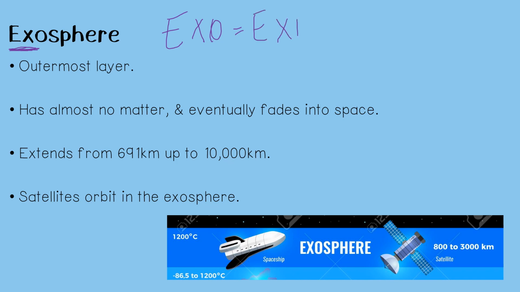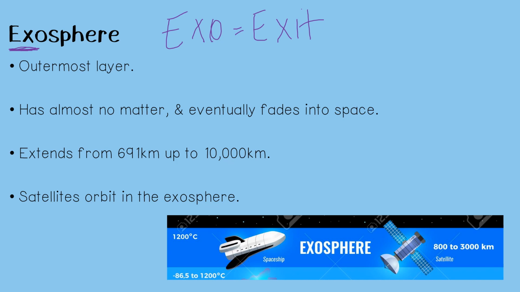It is the outermost layer. It has almost no matter, so there are no solids, liquids, or gases, and it eventually just fades into space. It blends into space. There's no true definite end to the exosphere because it fades into space. It extends from about 690 kilometers to 10,000 kilometers, and satellites orbit in the exosphere.